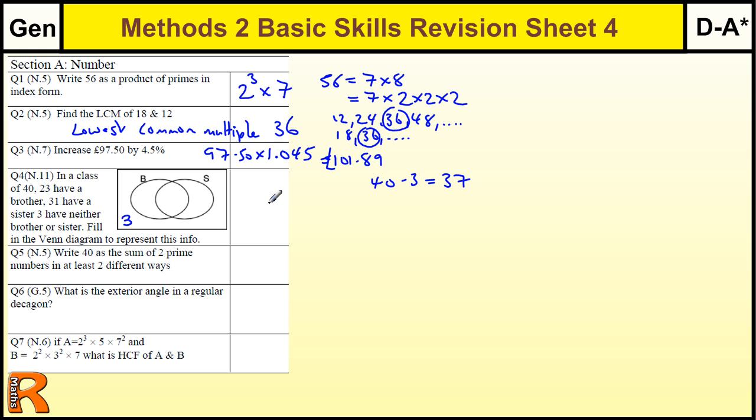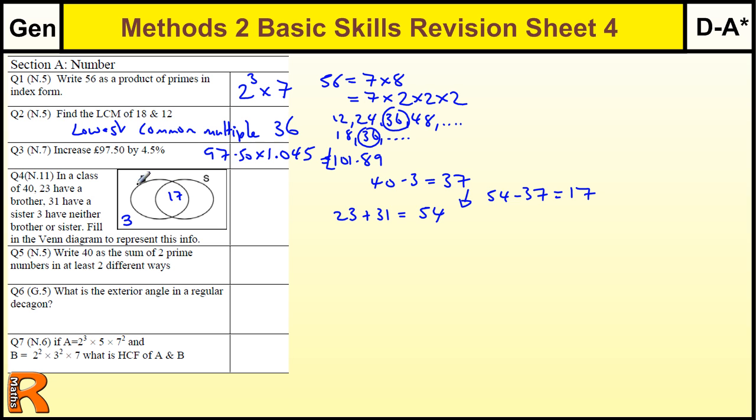And we have 23 that have brothers and 31 have sisters, so that's 54 that are going to be represented in this area for brothers and sisters. Now that's more than our 37. The overlap, how much more, is how many are going to go into the middle, because they're going to be counted twice. So if we work out 54 take away 37, which is going to be 17, that's how many we need in the middle.